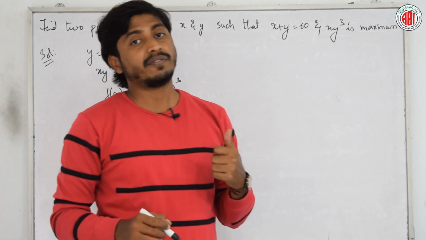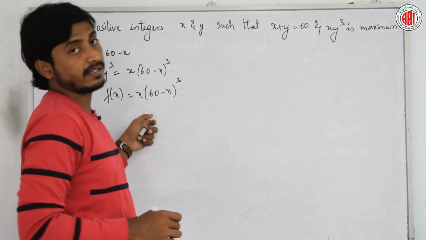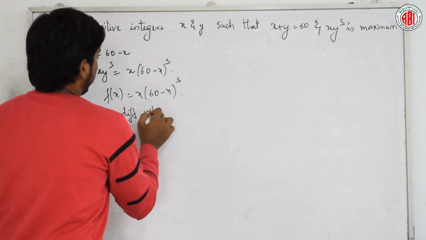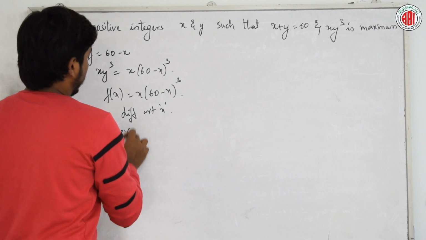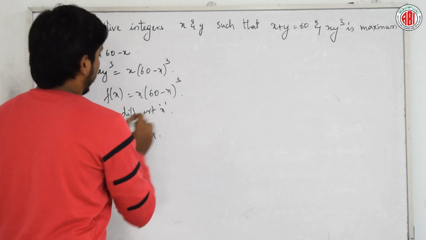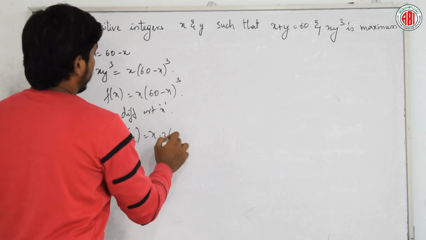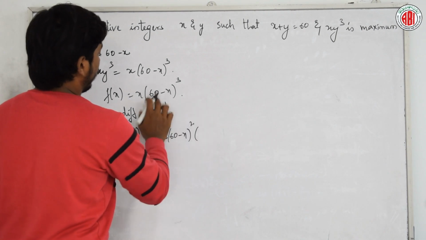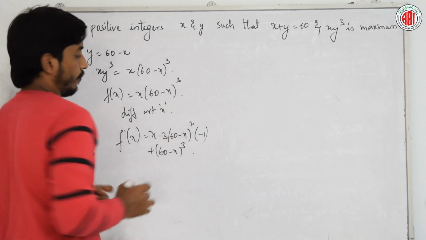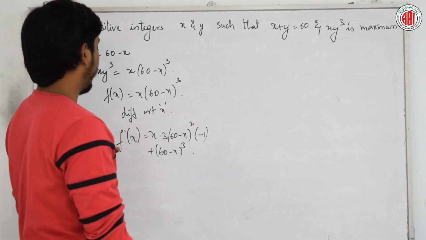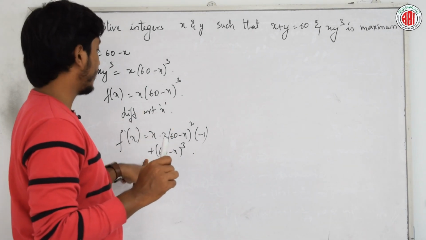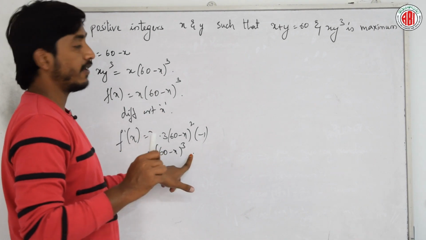What will be my first step now? I have to differentiate this with respect to x. First derivative, differentiate with respect to x. Then f dash of x is equal to, by the uv rule, x into 3 times (60 minus x) whole square into minus 1, plus (60 minus x) whole cube. Yes, this is my f dash of x. Check again: u v dash plus v u dash. The differentiation of x is 1.